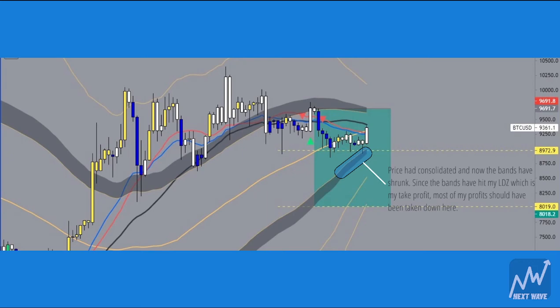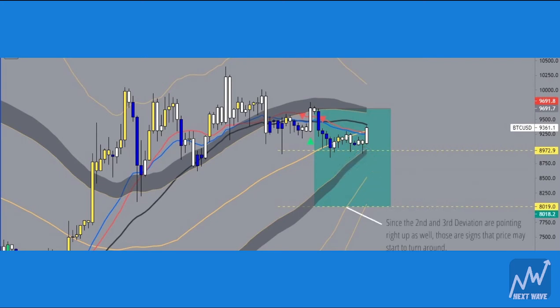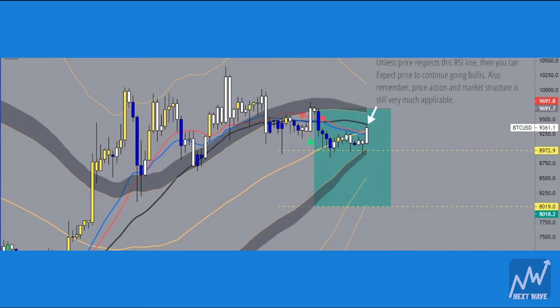Price had consolidated and now the bands have shrunk. Since the bands have hit my lower danger zone, which is my take profit, most of my profits should have been taken down here. Since the second and third deviation are pointing right up as well, those are signs that price may start to turn around. Unless price respects this RSI line, then you can expect price to continue going bullish. Also remember, price action and market structure is still very much applicable.